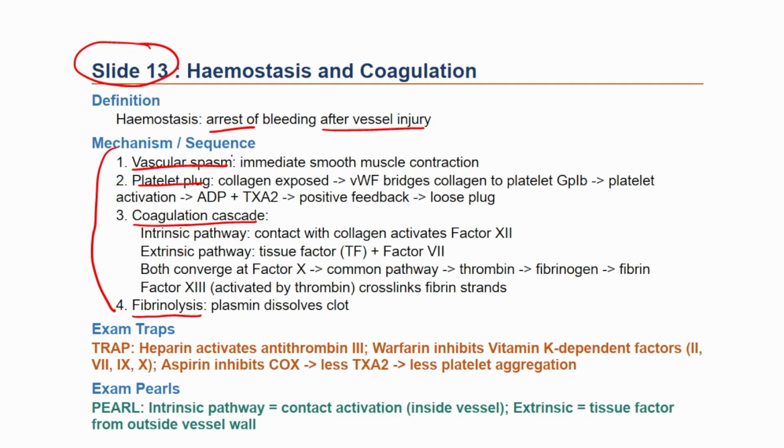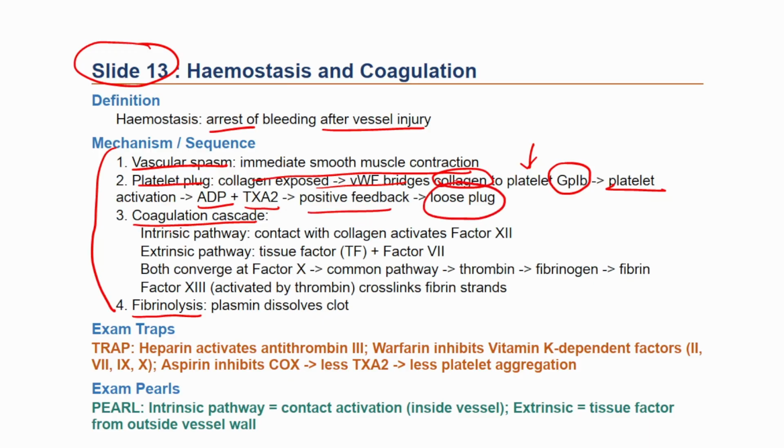To elaborate on the vascular spasm mechanism, this phase initiates as an immediate smooth muscle contraction within the injured vessel wall to drastically restrict local luminal diameter and reduce blood flow. Exposure of subendothelial collagen allows von Willebrand factor to form a molecular bridge which connects collagen with the GP1B receptor of platelet, triggering the activation of platelet, and as a result, platelet releases ADP and thromboxane A2 to build a loose plug via positive feedback. And this plug is called the primary platelet plug.